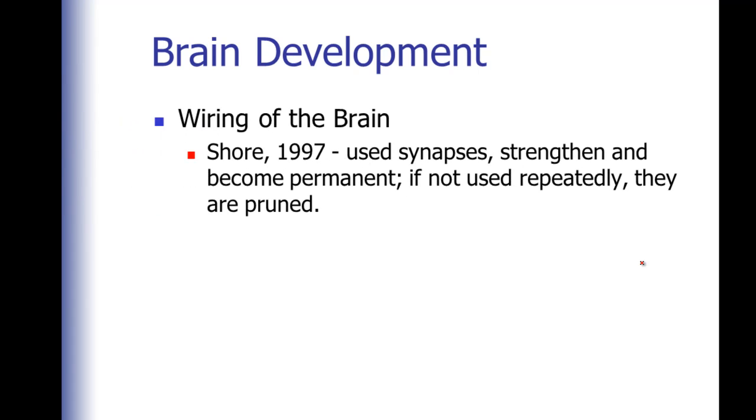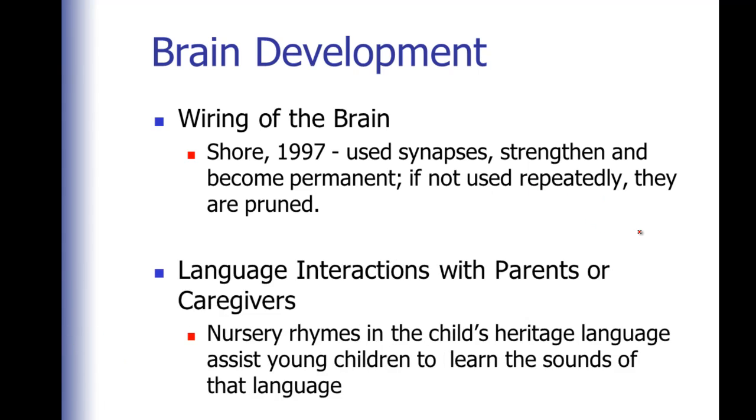Shore in '97 said that used synapses strengthen and become permanent. If not used repeatedly, they are pruned. I mean, they die and go away. Language interaction with parents or caregivers, like nursery rhymes, is a big one. In the children's heritage language, it assists young children to learn the sounds of language. It goes along with reading. You've heard it said how important it is to read to kids, even in utero, before they're born. What reading to kids does is give them language. It gives them words, it takes them on adventures, and it develops that brain.